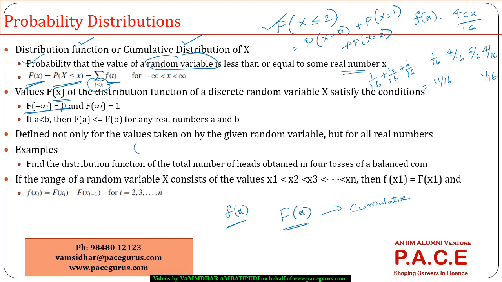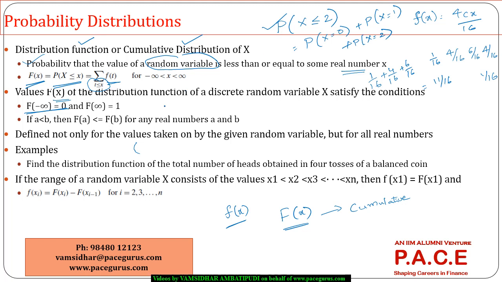it should be 0 because there is no value less than or equal to minus infinity. X cannot take any value less than or equal to minus infinity. So that's why F of minus infinity should be 0. Similarly, F of plus infinity should be 1 because there can't be any value greater than infinity. So F of infinity, which is the probability of X less than or equal to infinity, is equal to 1.